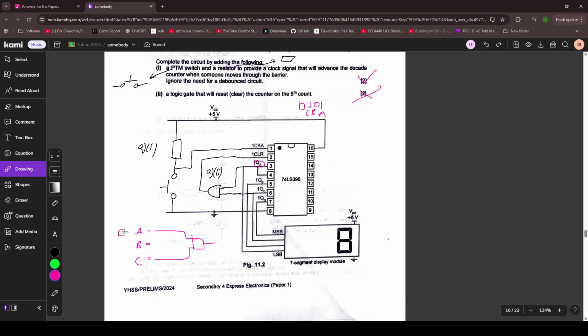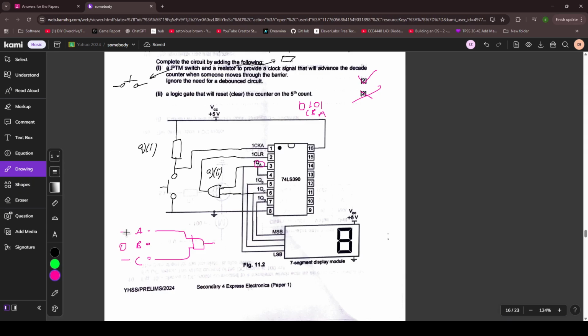Let's try 0, 0, 0. So 0, 0 is an AND gate, right? I'm not going to draw a truth table because if you still need a truth table, you're gone. So 0, 0, output 0. So far it works. Let's try another one now.